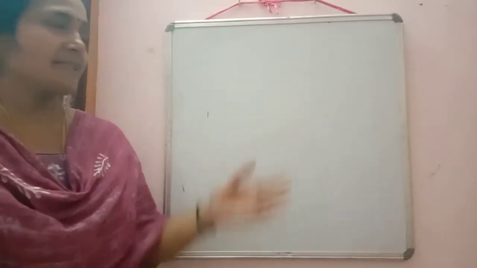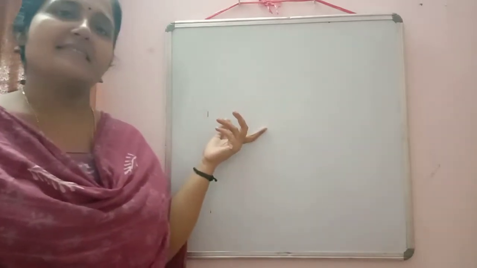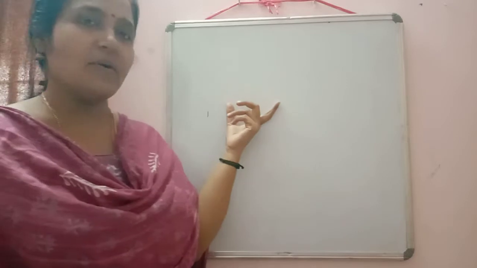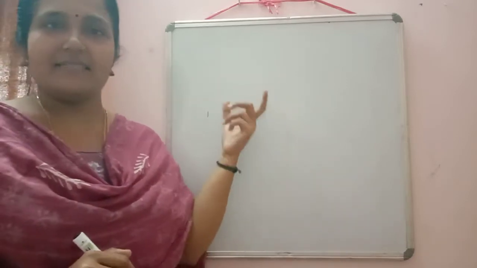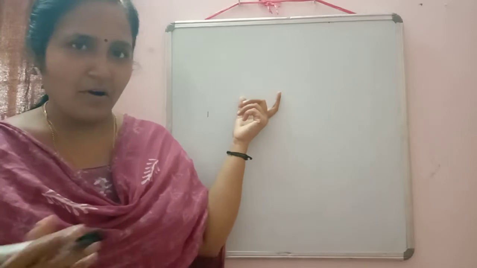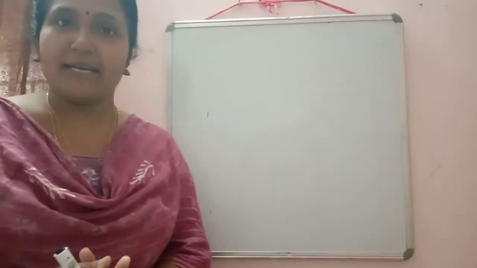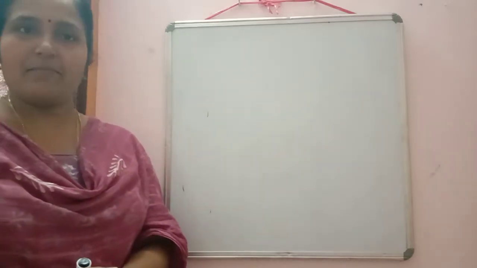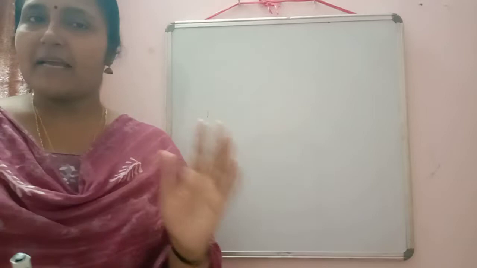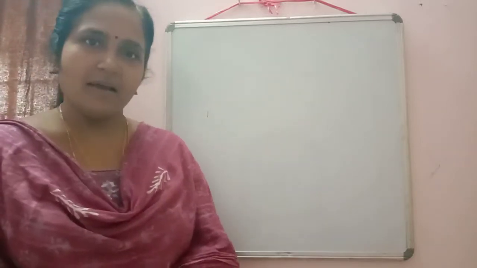Now, in the previous classes, we discussed the distance formula and the section formula. The distance formula you all already know. The distance between any two points (x1, y1) and (x2, y2) is given by the square root of (x2 minus x1) the whole square plus (y2 minus y1) the whole square.